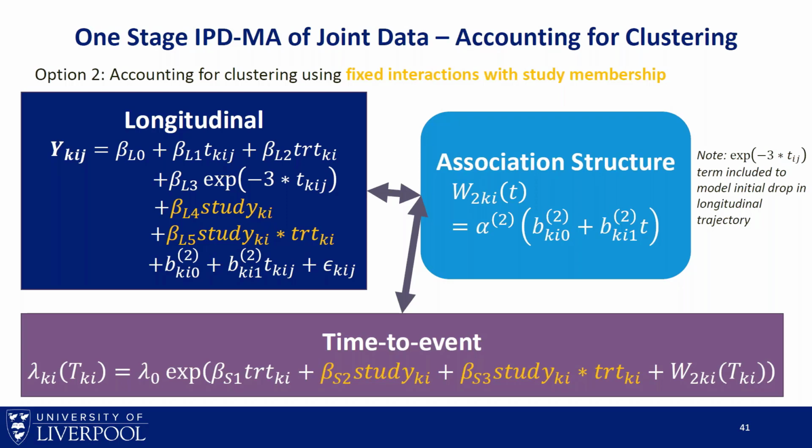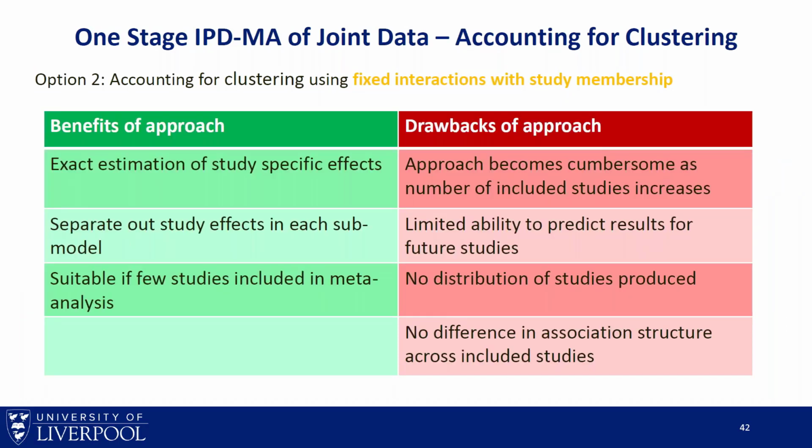So it again has a couple of issues. Benefits include that you automatically obtain exact study-specific estimates, for example treatment effect, from your joint model fit, and you completely separate out study-specific effects between your longitudinal submodel and your time to event submodel. If you think back to the study level random effect approach, the between study heterogeneity in each submodel has to kind of be proportional to each other.